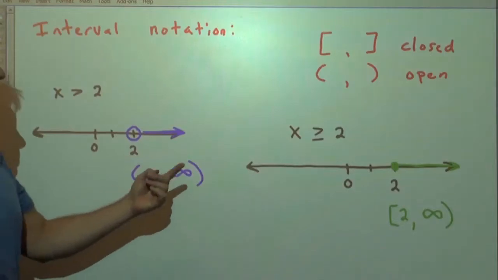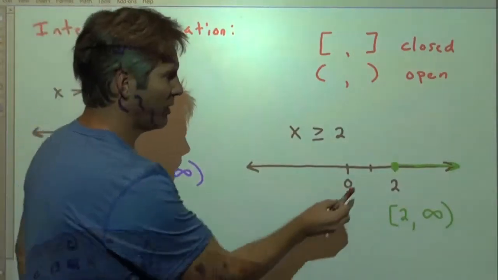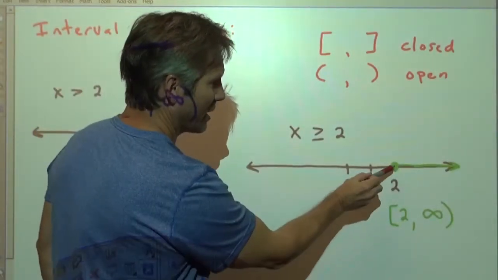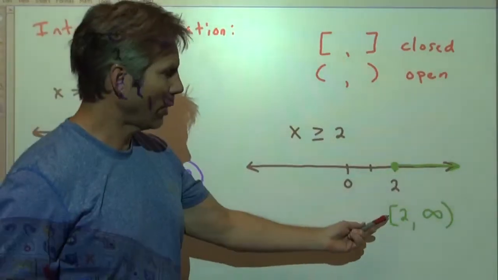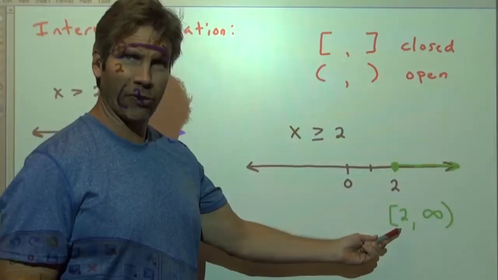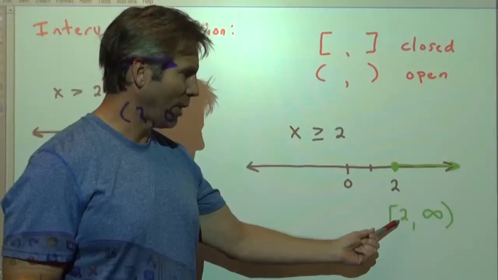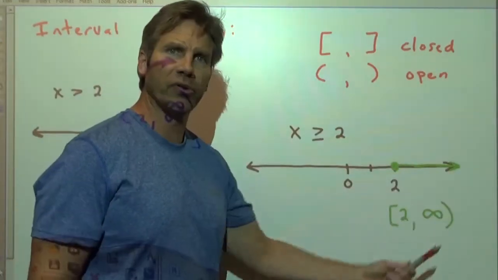So open interval. But this guy, x is greater than or equal to 2, we set a closed interval there because x can equal 2, and that's why we use a bracket at the boundary where the solutions begin. So it's a bracket at 2, it's closed at 2, open to infinity.